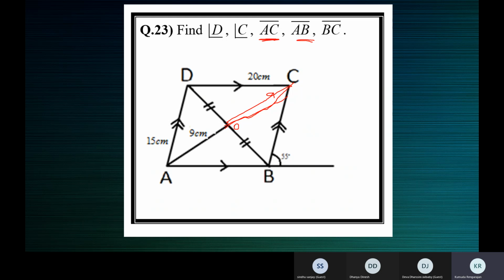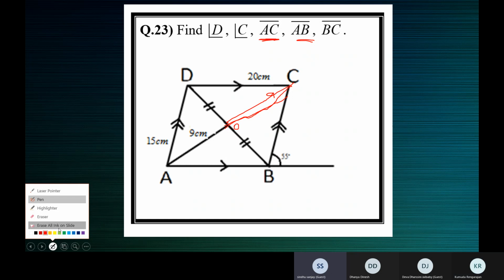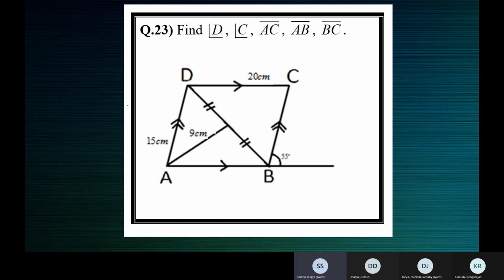What about AB? AB is equal to 20 centimeters, ma'am. Because in a parallelogram, opposite sides are equal. So if DC is 20 centimeters, AB is also 20 centimeters. What about BC? BC is equal to 15 centimeters, ma'am, because AD is equal to BC. Opposite sides of a parallelogram are equal.